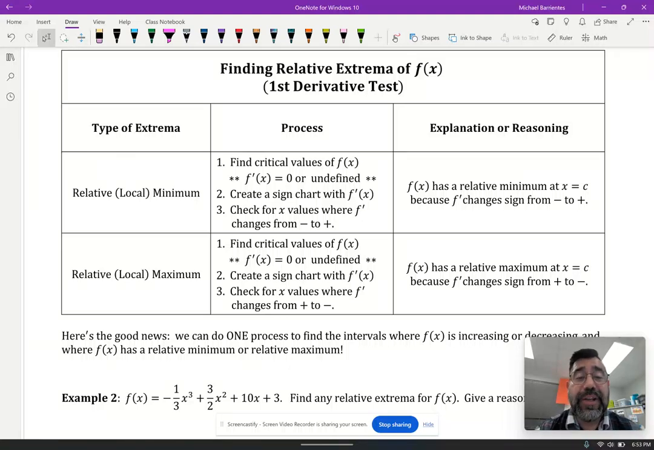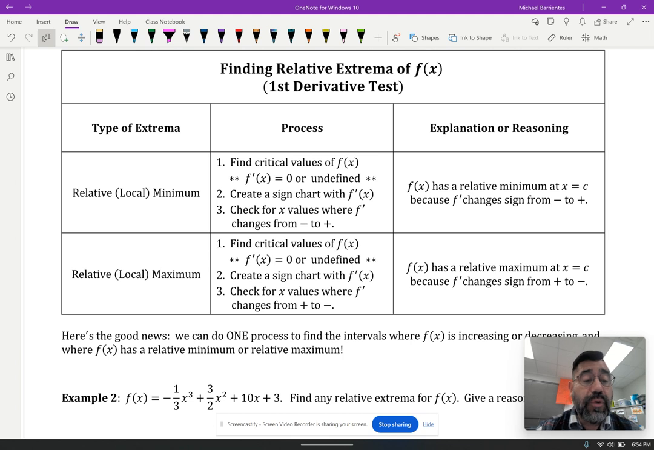All right, here we are, video 2 of finding relative extrema. There are actually two tests that you need to know in calculus to find relative extrema. And one of them is the first derivative test, which coincides with the work you've done with increasing, decreasing. So here's how we're going to approach it.